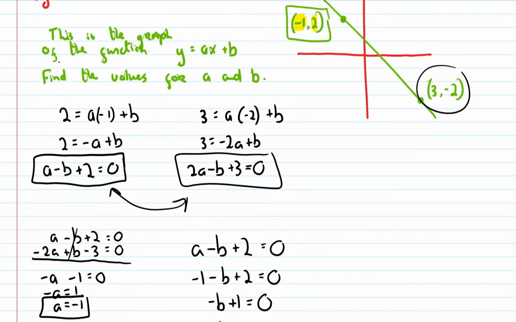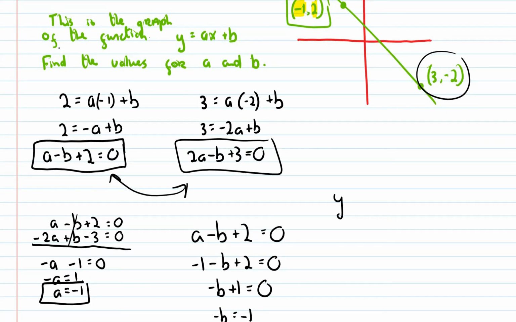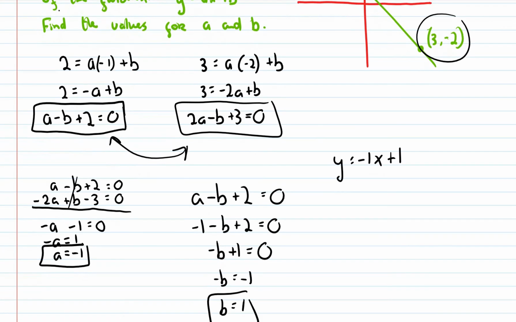So if I want to actually find out what that equation is, I'll just put in minus 1 for a, so it will be minus 1x plus b, which is 1. And there's no need to put in the minus 1, so it'll just be minus x plus 1.